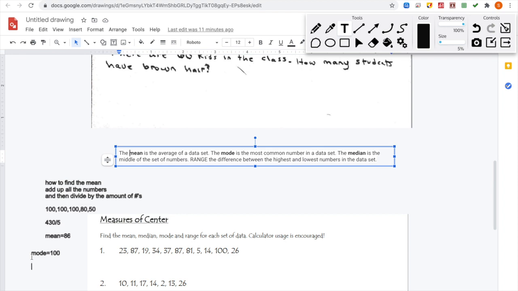Next, we're going to find the median, or the middle. And to find the median, we need to put these numbers in order. So if they're going in order, it's going to be 50, 80, 100, 100, 100. And you guys might remember this from last year. We're going to cross off the lowest, cross off the highest, cross off the lowest, cross off the highest, and find the one in the middle. So the median would also be 100.